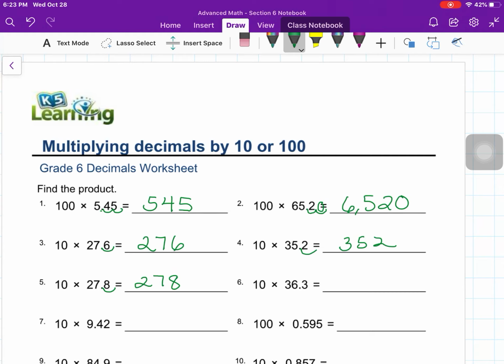10 times 36 and 3/10. You guessed it. Move that decimal point 1 place to the right. It becomes 363.